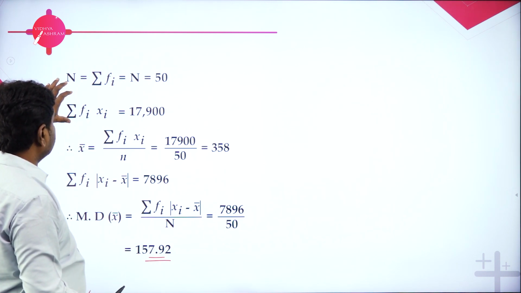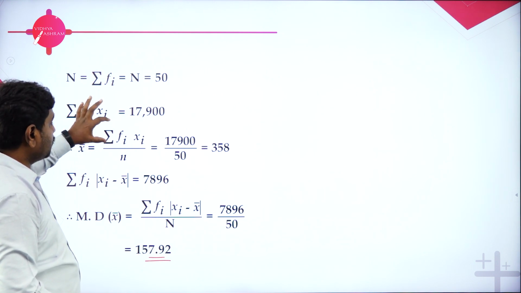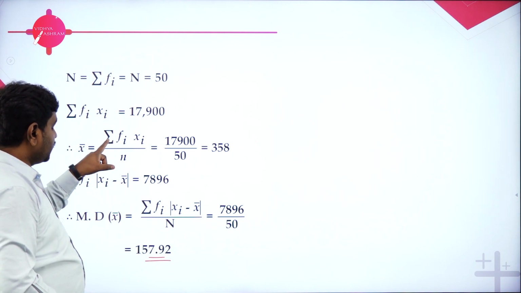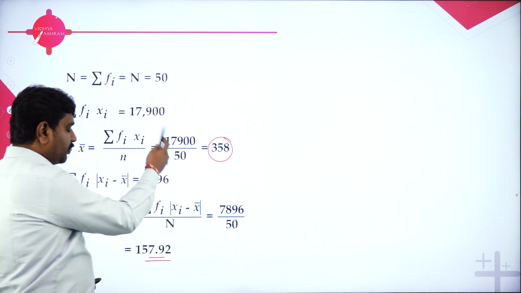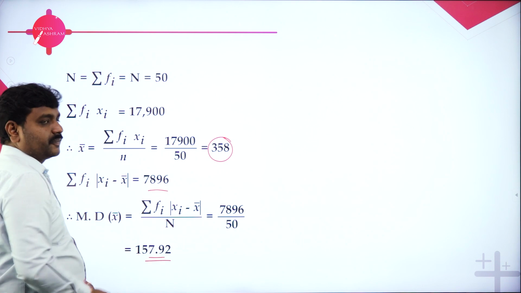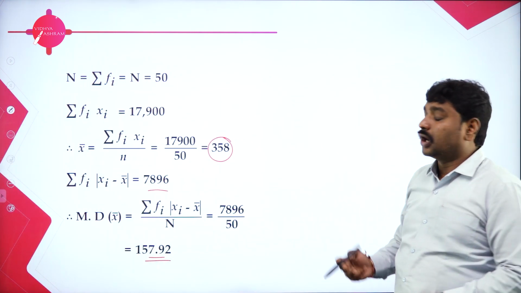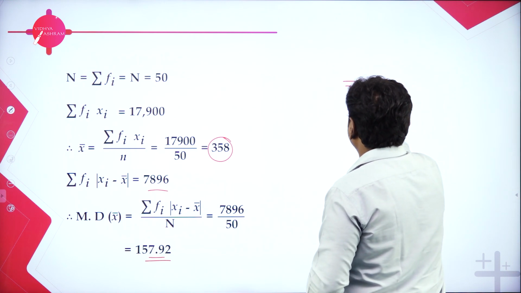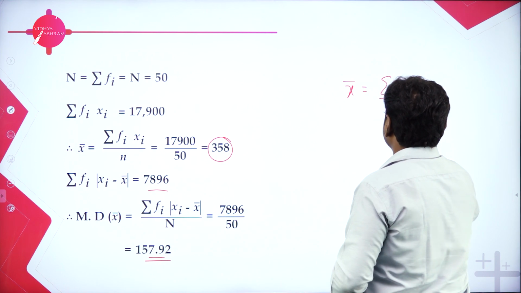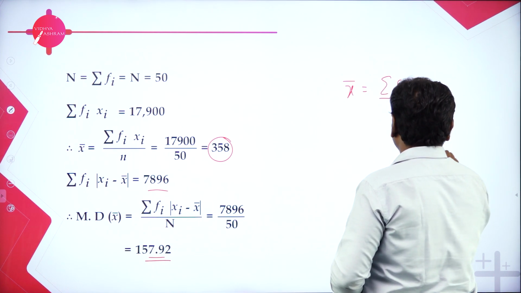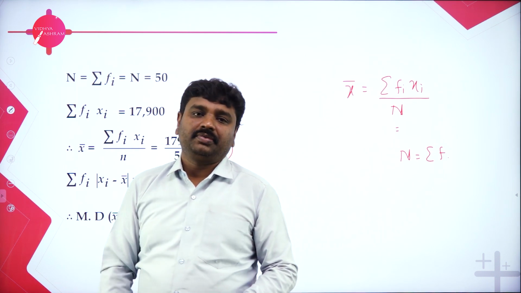So first we calculated sigma fi xi, that is 17,900. Then we calculated mean. Mean is what? Sigma fi xi by n. Simplify, you will get 358 mean. Then we complete the table, then substitute. I hope all of you got this. It's plain and clear if you are thorough with the formula. How to calculate mean for grouped data? Mean for grouped data is sigma fi xi divided by n. N means what? Sum of frequency, sigma f. So use the formula and solve the problems.